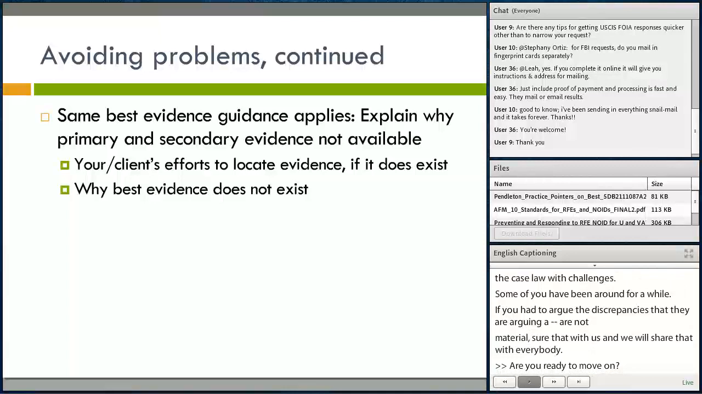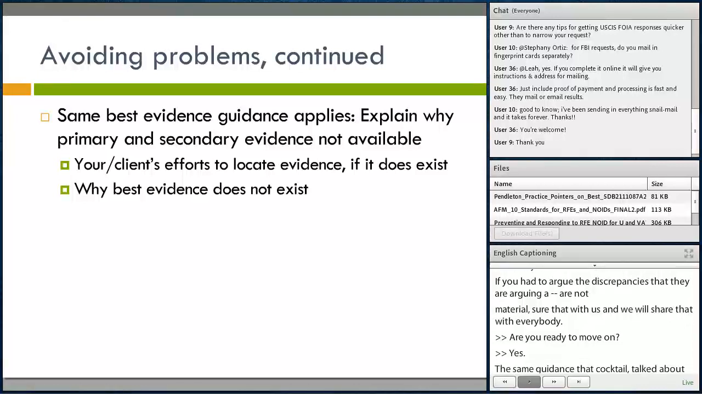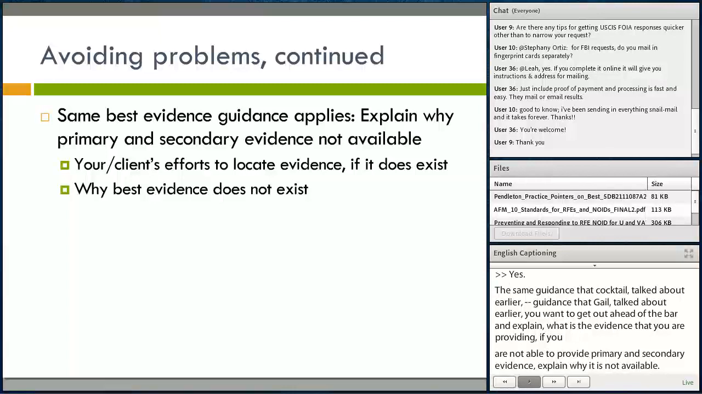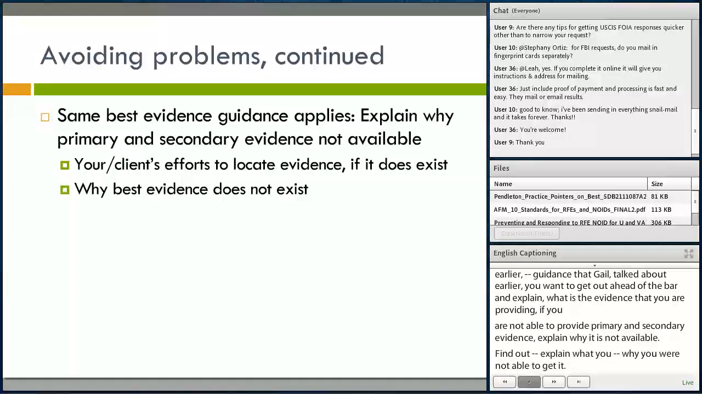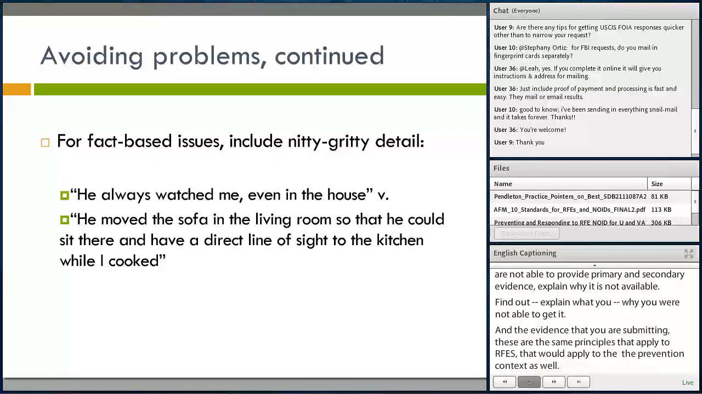Okay. Yes. All right. And then the same guidance that Gail talked about earlier regarding best evidence applies to preventing RFEs as well, right? And so you want to get out ahead of the ball and explain what is the evidence that you're providing. If you're not able to provide primary and secondary evidence, if you don't have that systems evidence, explain why it's not available, what you've done to try to get it, why you haven't been able to get it, and why the evidence that you are submitting is the best that you can do and why they should accept it. Right? So these are really the same principles that apply to responding to RFEs that would apply in the prevention context as well.